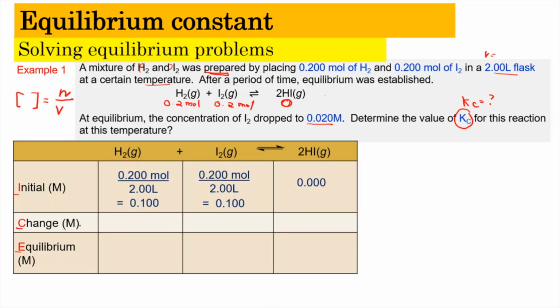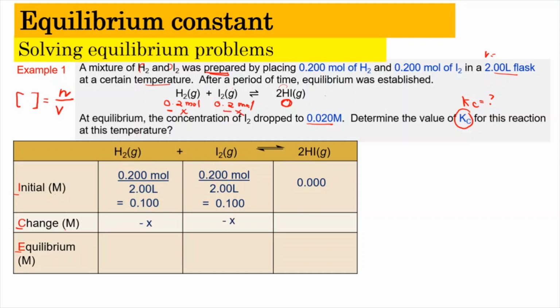But as time goes by, there's going to be a decrease in the amount of the reactant because the reactant has started to produce the product. So the reactant will reduce by a certain amount, which is an unknown amount of x. So we're going to put it as minus x because it is the reactant. Similarly for the iodine, which is minus x.